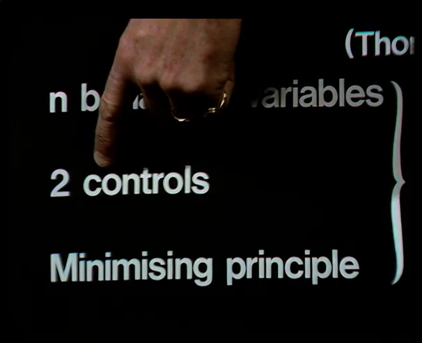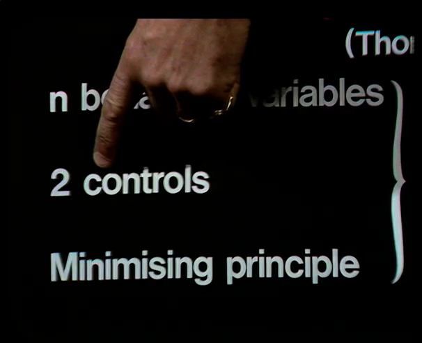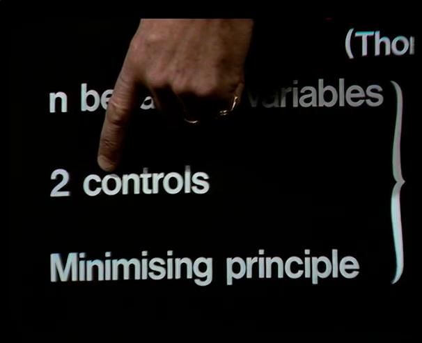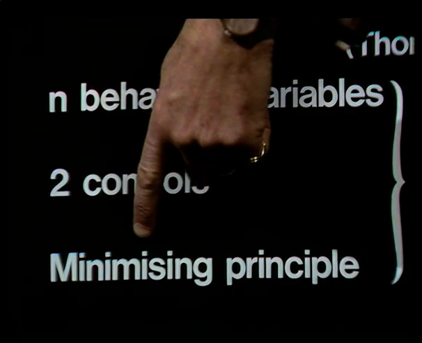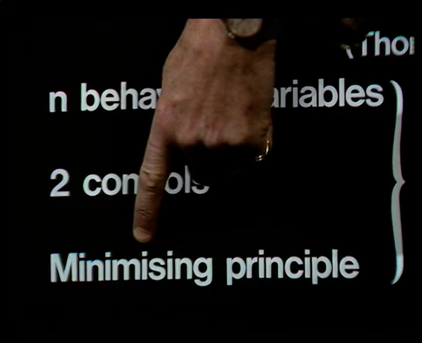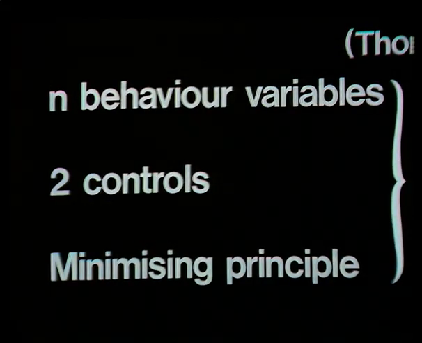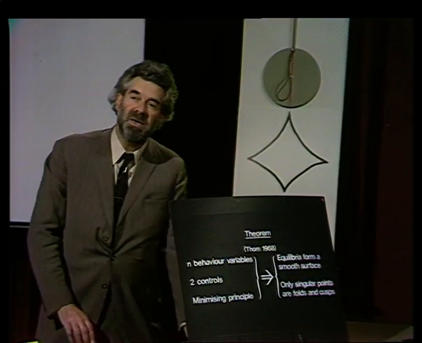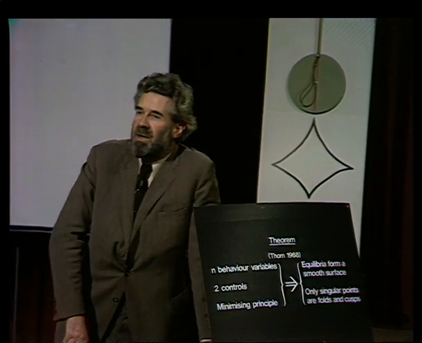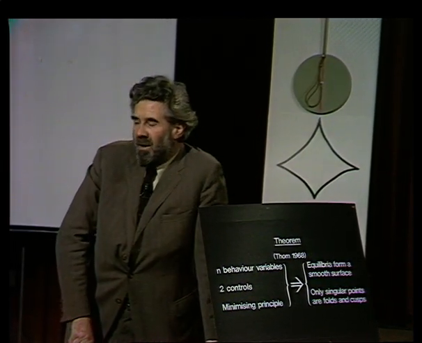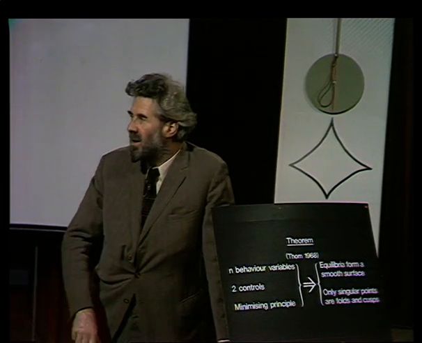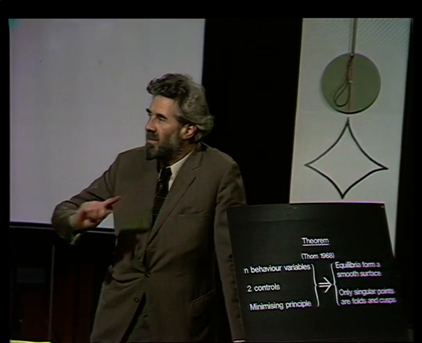Next, we assume we have two controls. Like we had in this little machine here, we have a two-dimensional control space. And lastly, we assume we have some minimizing principle. In here, what we did was the machine adapted itself to minimize the energy in the elastic bands. If we were doing light rays, then light takes the shortest path, the minimal path.